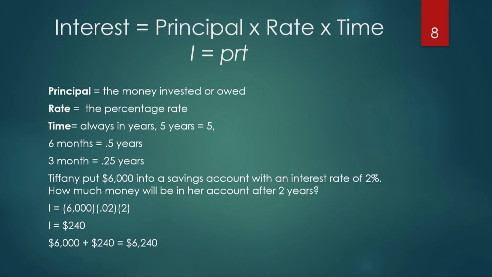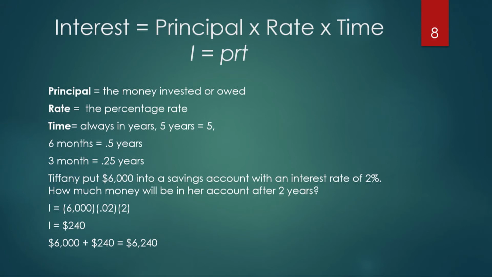You don't want to just assume that you're going to understand how to plug in the numbers. You want to make sure you understand what each word is. So if you're looking at this slide, we have interest equals principal times rate times time. And that's written simply as I equals PRT.